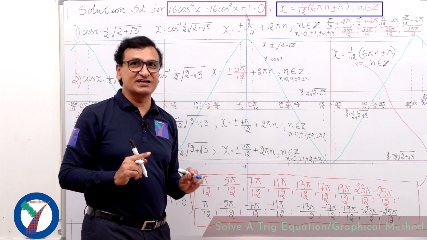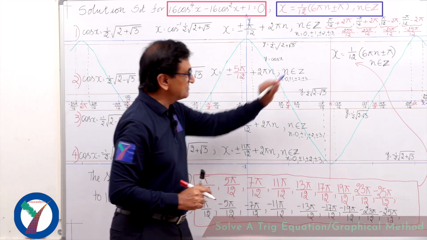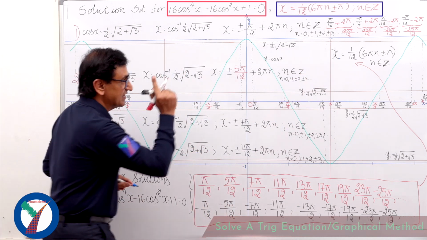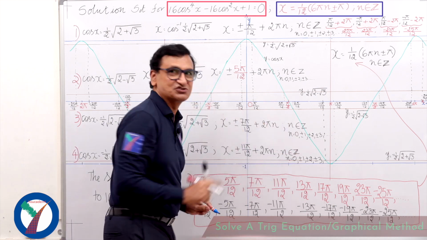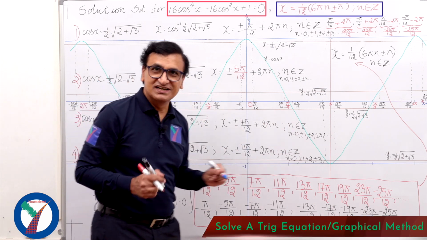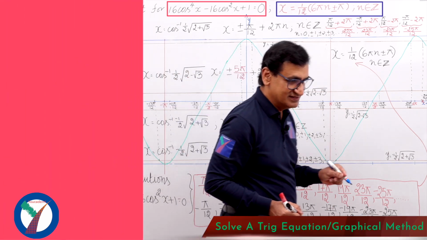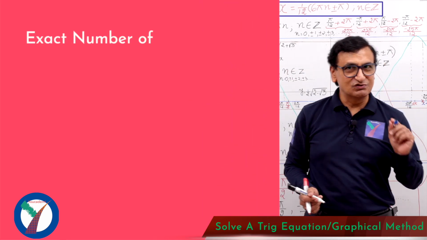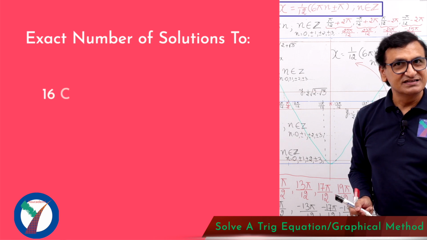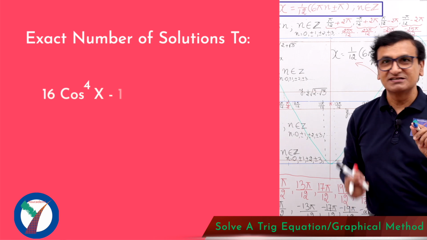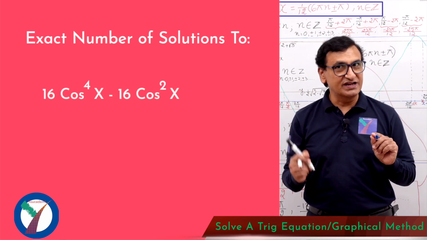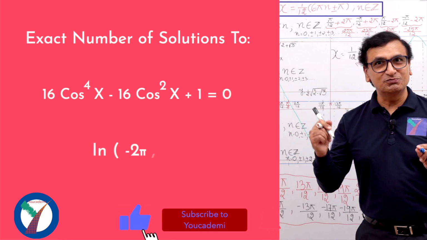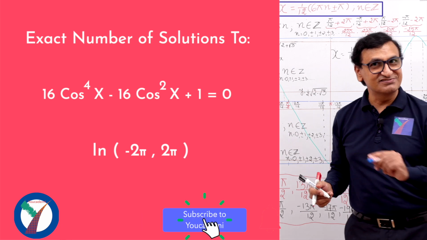I would urge you to take a pen and paper and match this general solution to the list which I have written here to verify whether our general solution matches with this list or not. Before I finish, let us answer a typical Olympiad level or JEE level question. What is the total number of solutions to the polynomial 16 cos^4 x minus 16 cos^2 x plus 1 equals 0 in the open interval minus 2 pi to plus 2 pi? And the answer is right in front of you.